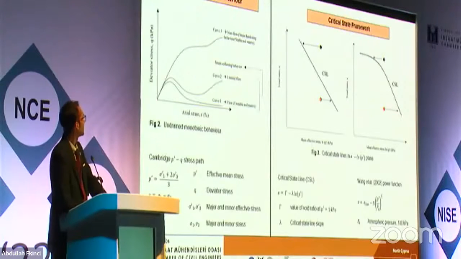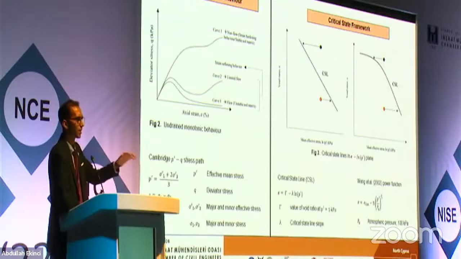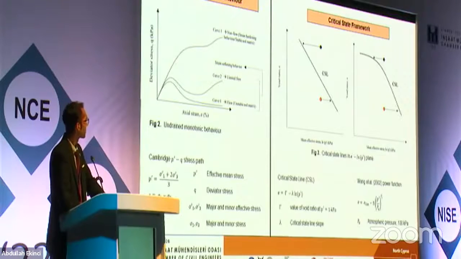So this is a typical undrained monotonic behavior. Curve 1 is showing the flow behavior, strain softening behavior, and then we have limited flow, where after a transition, strain hardening starts. And the third one is obviously the non-flow behavior.